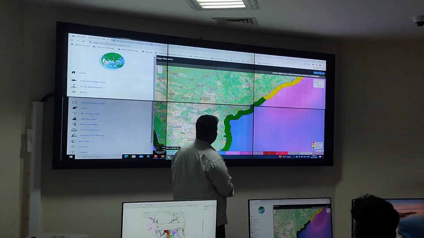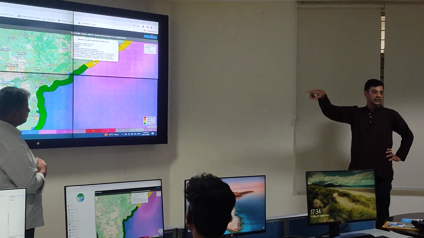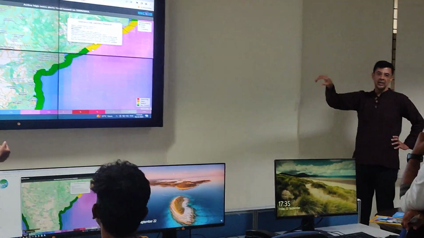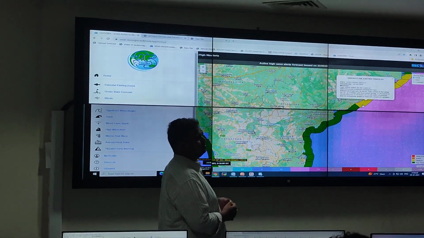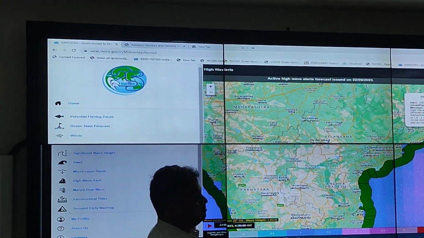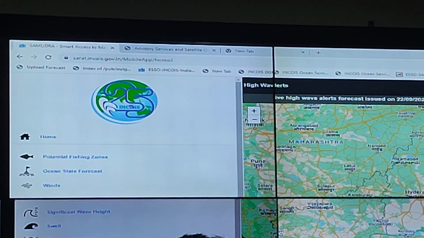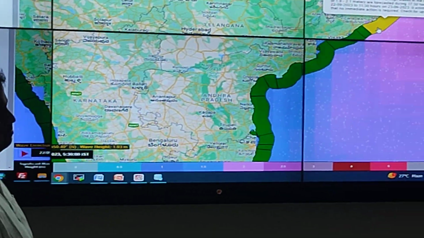Before Biparjoy, there was a cyclone called Tauktae, and that was very close to the Indian west coast. Near Goa, there was one ONGC barge that was operating. Tauktae went very close to that, and they did not have information, and 35 engineers were lost. So at that time, a very high level inquiry was held on how this happened.